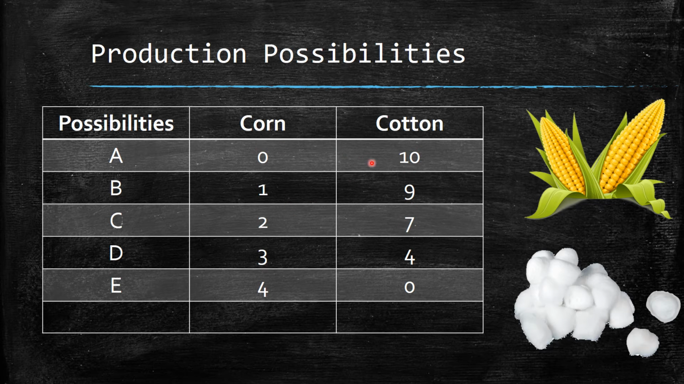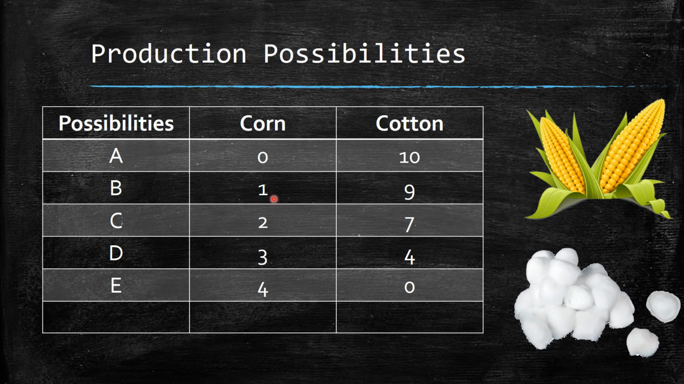of scarcity. If we have more resources, we can produce corn and cotton simultaneously, but unfortunately in the society we have very few resources, so we want to make a choice. Which product we're going to produce more, which product we're going to produce less. So this is one example of the possibilities we have.